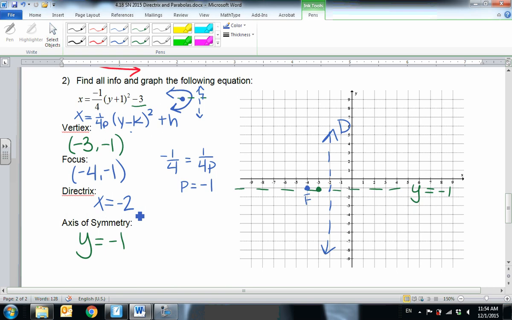Okay, what questions do you still have? What have I forgotten to do at this point? Yeah, I haven't actually drawn the parabola. So let's go ahead and do that real quick.